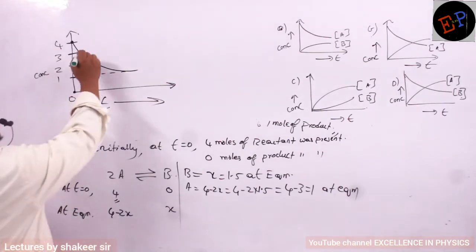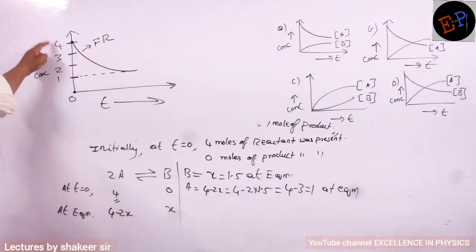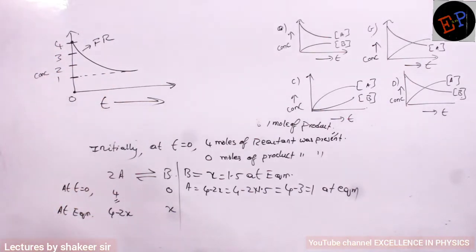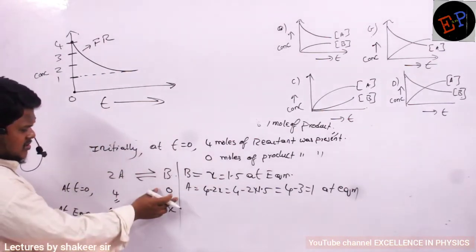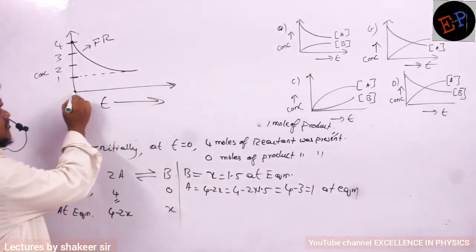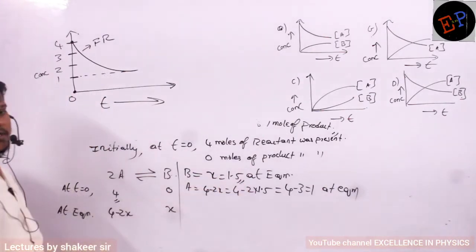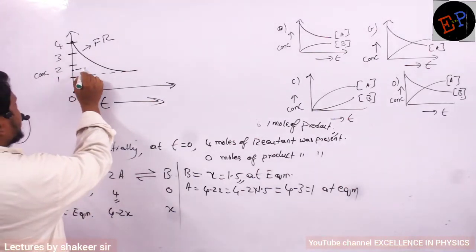So what is this one? This is the forward reaction which is happening. It starts at 4, it ends at 1. Now you go for the product. At time is equal to 0, how much product is there? 0. It means I have to start from here. And at equilibrium, how much product is present? 1.5 was present. And where is 1.5? 1.5 will be somewhere here.